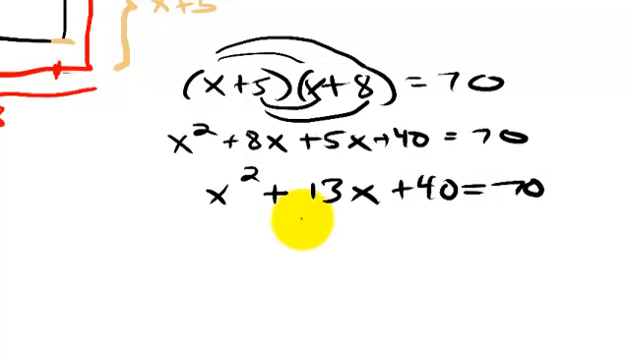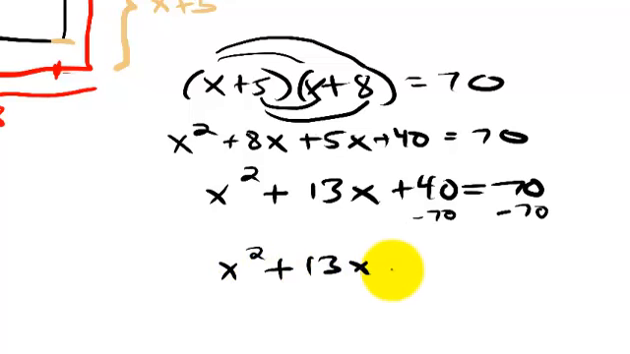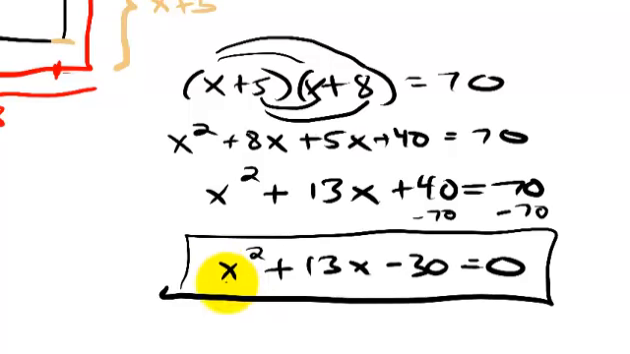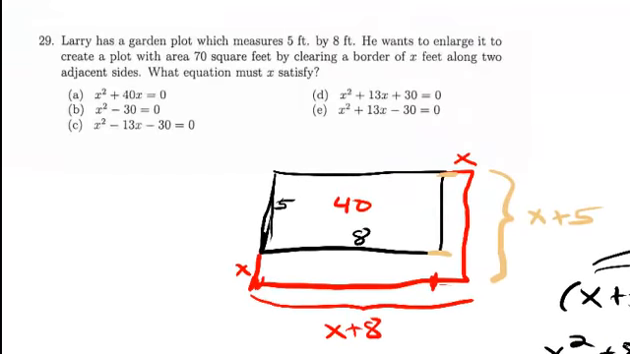But again, I said that they all were set equal to 0. So I'm going to subtract 70 from both sides. And I get x squared plus 13x minus 30 equals 0. That is the equation that I must solve to figure out what x has to be so that I can get my 70 square feet. So let's see, which one matches that? Looks like E.